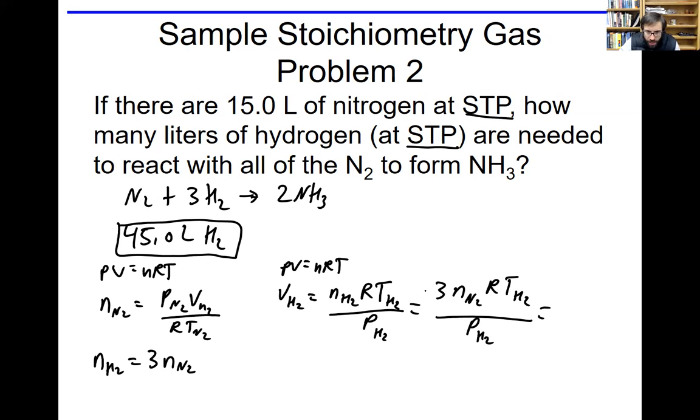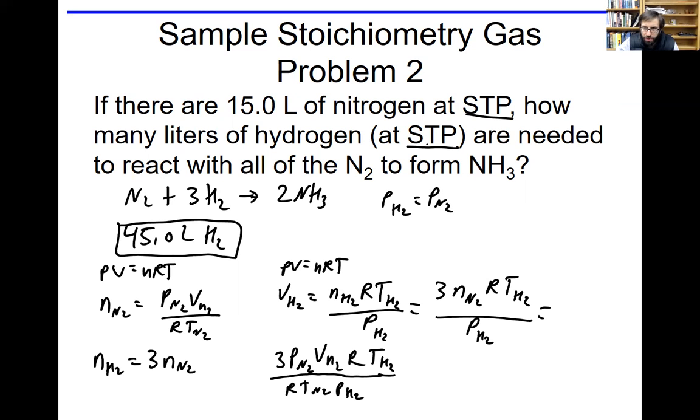And now I can keep going here. n nitrogen, I know what that is. It equals all this expression, P nitrogen V nitrogen over R T nitrogen. So I'm going to sub that in, and when I do that, you'll start to see some things cancel. So I have the 3, then I'm subbing in for the n nitrogen, so it's P nitrogen V nitrogen, and I've got to put my R T nitrogen. And then I still have this other R up there. I have to carry over the T hydrogen and the P hydrogen. However, I know that P hydrogen equals P nitrogen, right? They're both equal to the same thing, which is 1 atmosphere in this case. But in general, if the pressures are the same, then we can do some canceling.